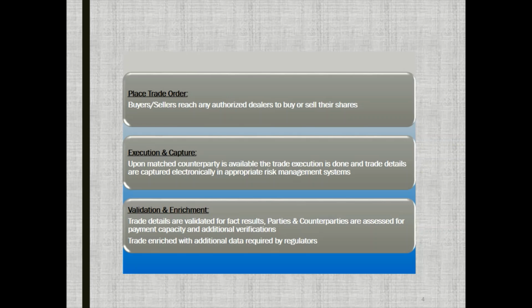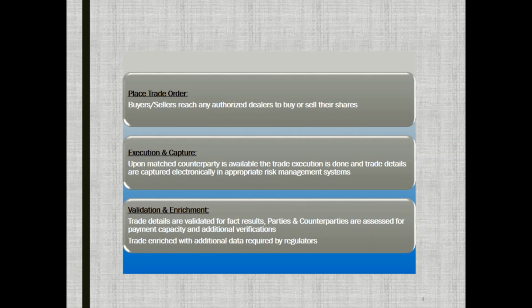For this, we can reach many authorized dealers available in the market. Using them, we can identify our buyer or seller accordingly, to buy or sell our shares. Okay. So the next stage will be completing this order. Actually, placing a trade order is a very simple step, where you just tell your interest on what you want to trade. But execution is completing that order.